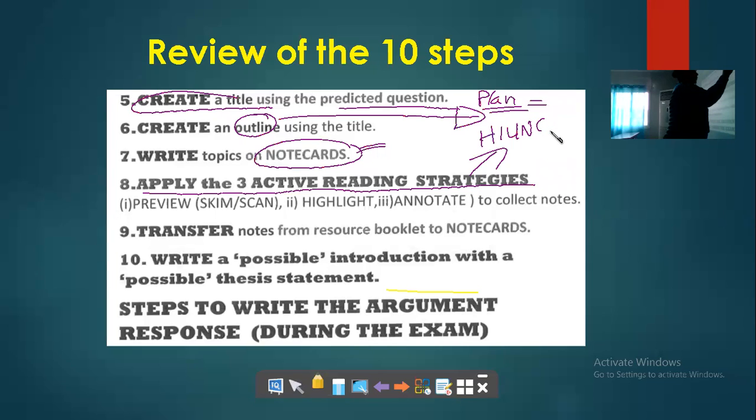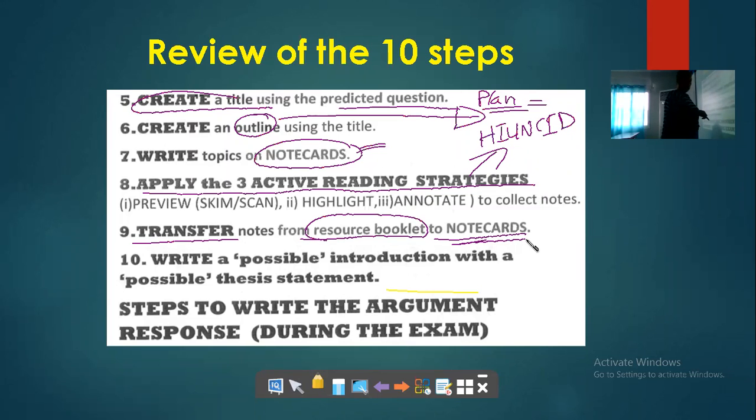Okay, so in iron seed, you're going to be doing underlining, highlighting, circling, and drawing. You can also do annotations. All right. Number 9, you're going to transfer notes from the resource booklet. What is the resource booklet? The book that you are studying is your resource booklet. So after all the highlighting, applying of iron seed, all that information goes to the notepads. All right.